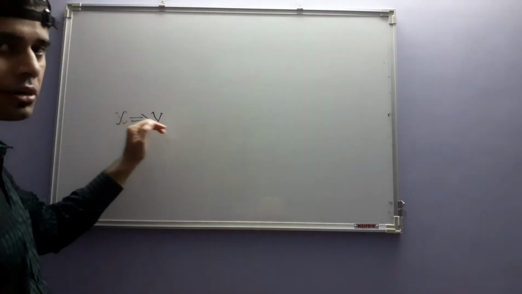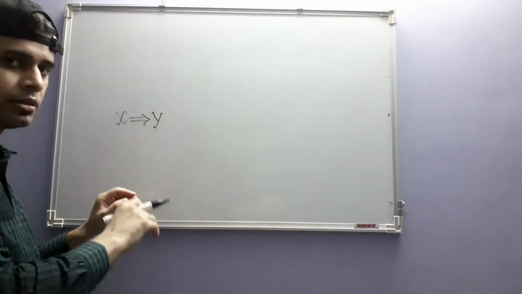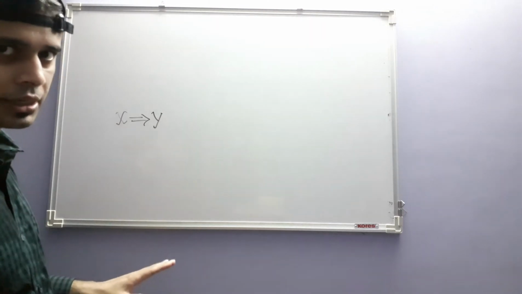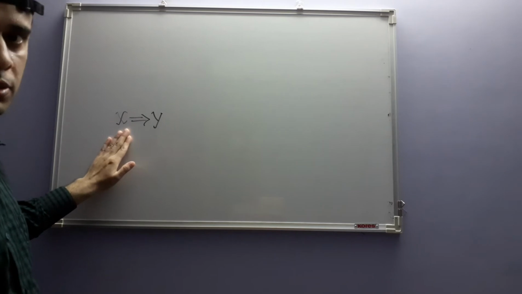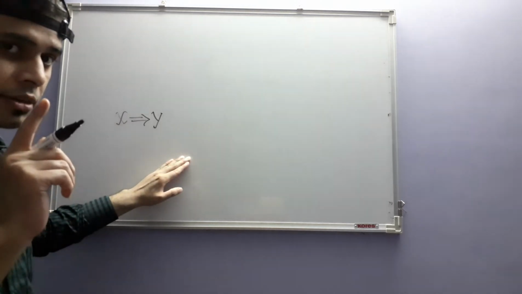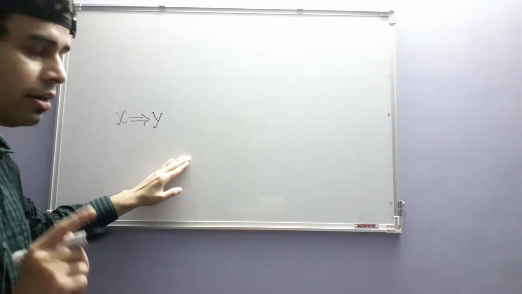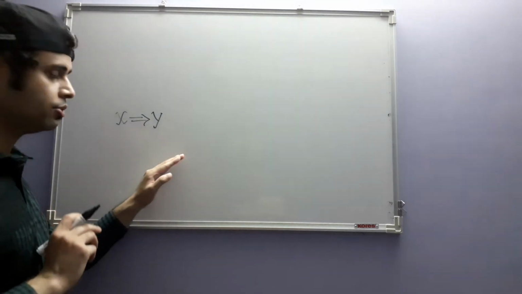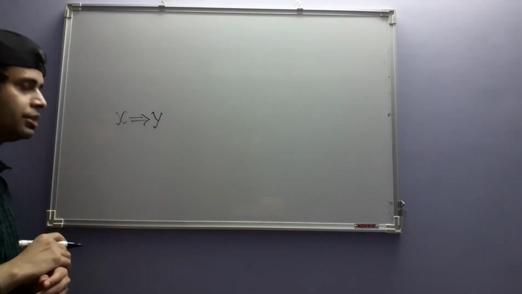If X is true and Y is false, we are considering it to be false. That could have been the definition entirely. There was no need to consider the case where X is false. But this is a convenient consideration. Why, that we will understand soon. Okay, so this is a matter of convention.